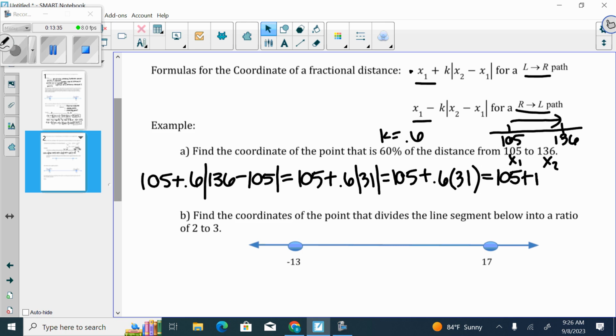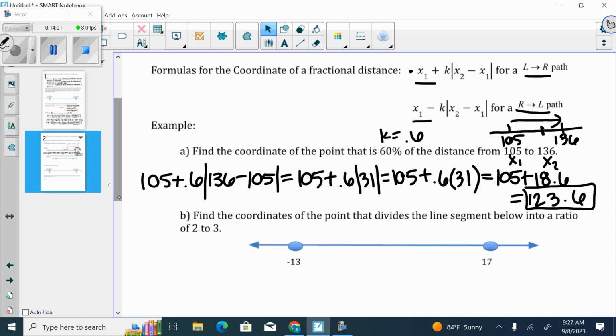18.6. Good. And now I can add. So what would 105 plus 18.6 give us? 123.6. So if you go 60% of the way from 105 to 136, you would land somewhere in here at the point 123.6 on the number line.